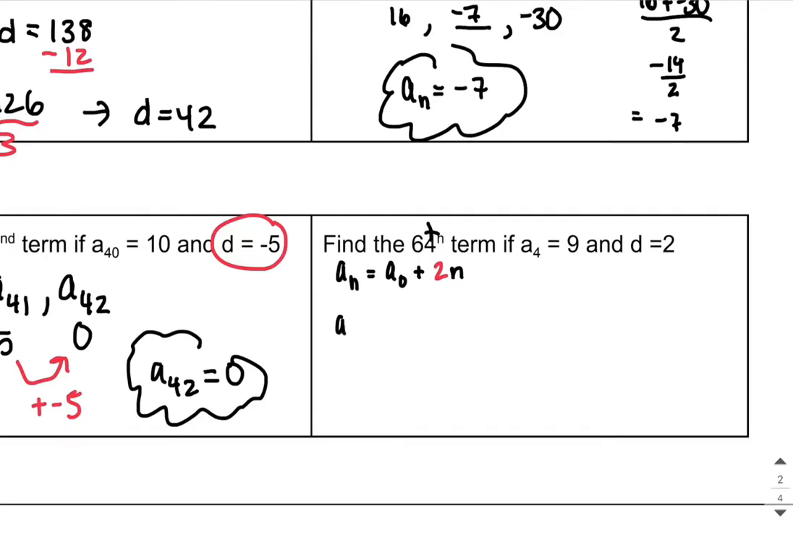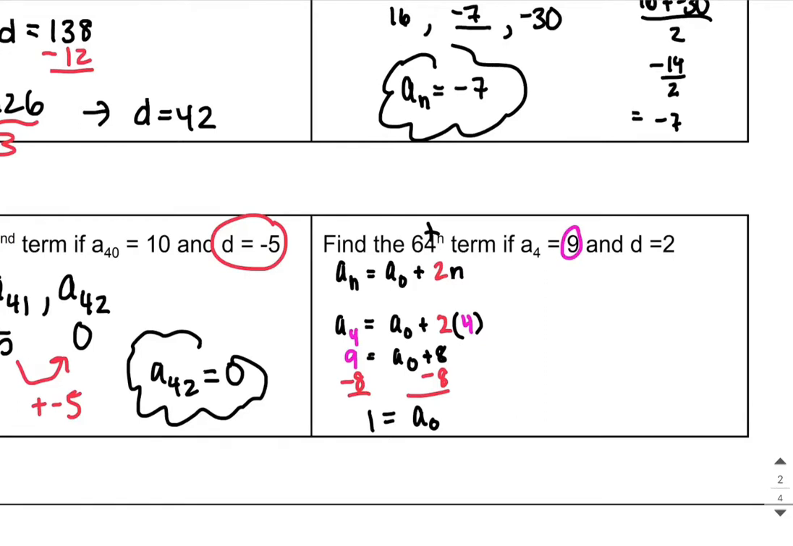I know a sub 4, so I know a sub 4 is equal to a sub 0 plus 2 times 4, right? So I have, it's a sub 0 plus 8. And, sorry, I know what a sub 4 is, so I'm going to actually sub in what a sub 4 is. A sub 4 is 9. So I know 9 is equal to a sub 0 plus 8. If I subtract 8 on both sides, I can see that a sub 0 is equal to 1.